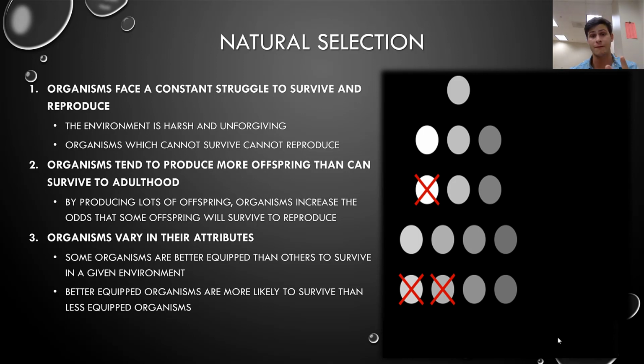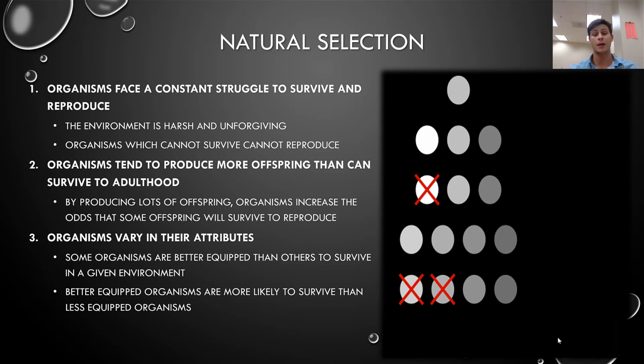In addition, our second fact, if you remember, was that organisms tend to produce more offspring than can survive to adulthood. So if an organism produces 3 offspring, chances are those 3 offspring are not all going to grow to adulthood and survive to reproduce and contribute to the next generation after their own.